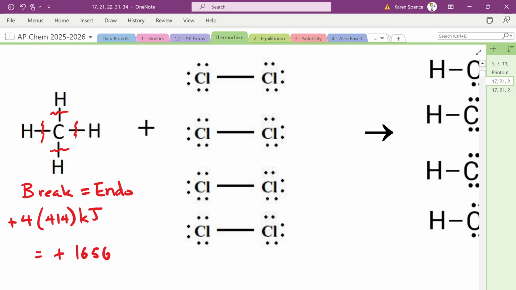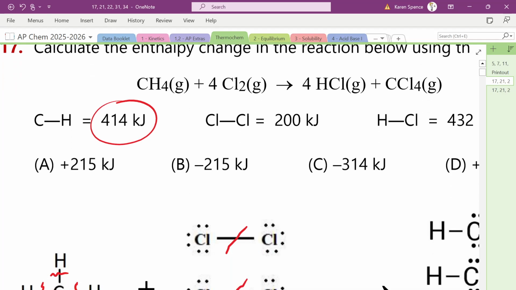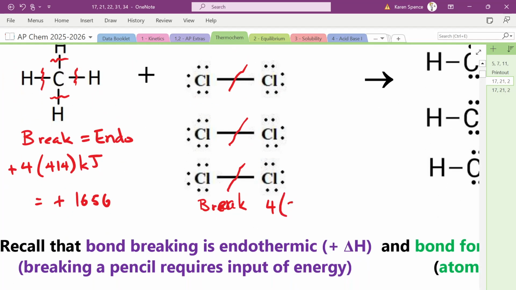We are also breaking 4 ClCls, and we are told that ClCl is 200, 4 times 200 kilojoules, so that is positive, because again, we are breaking, so it's endo, so it's positive 800.